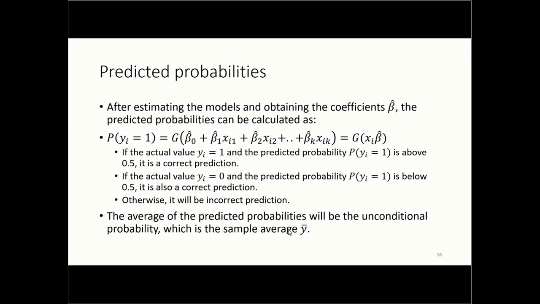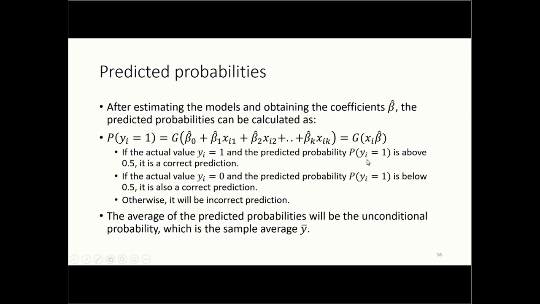Now, let's switch gears and talk about predicted probabilities. After estimating the models and obtaining the coefficients beta hat, the predicted probabilities can be calculated as this. The probability of y equals 1, here we have the g function, depending on the probit or the logit model. And here we can plug the estimated coefficients into this formula, and we obtain g of x beta hat.